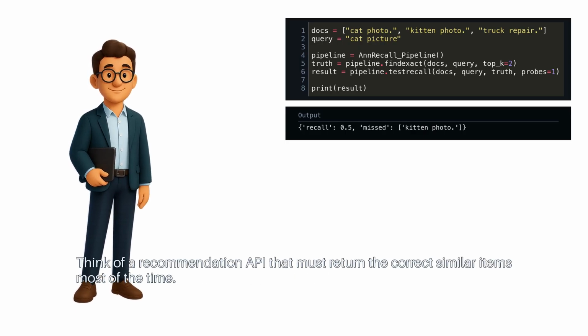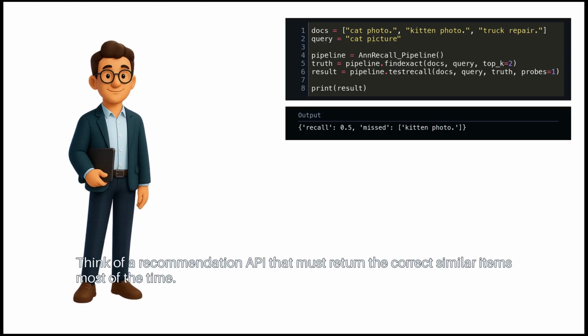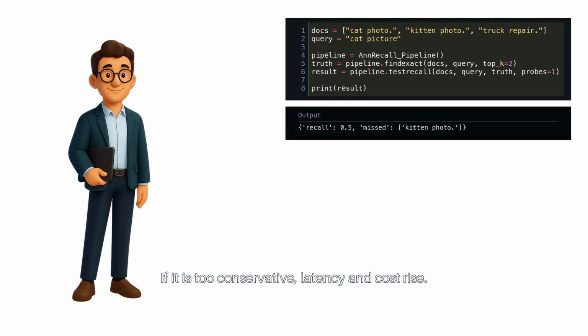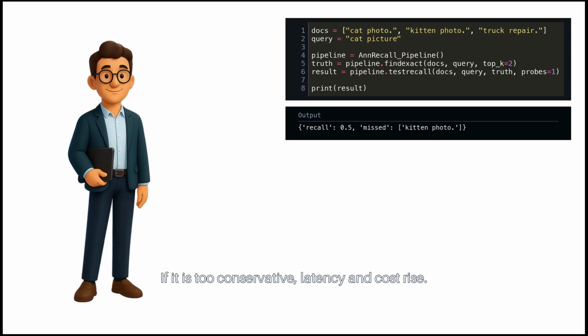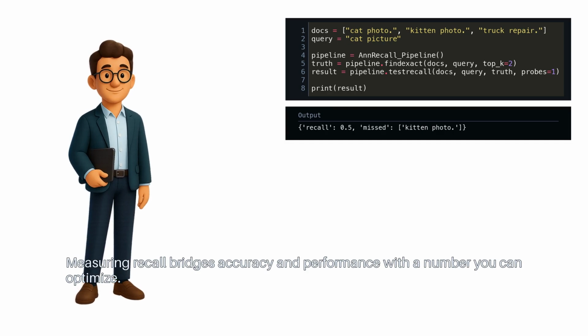Think of a recommendation API that must return the correct similar items most of the time. If the index is too aggressive, users see wrong results. If it is too conservative, latency and cost rise. Measuring recall bridges accuracy and performance with a number you can optimize.